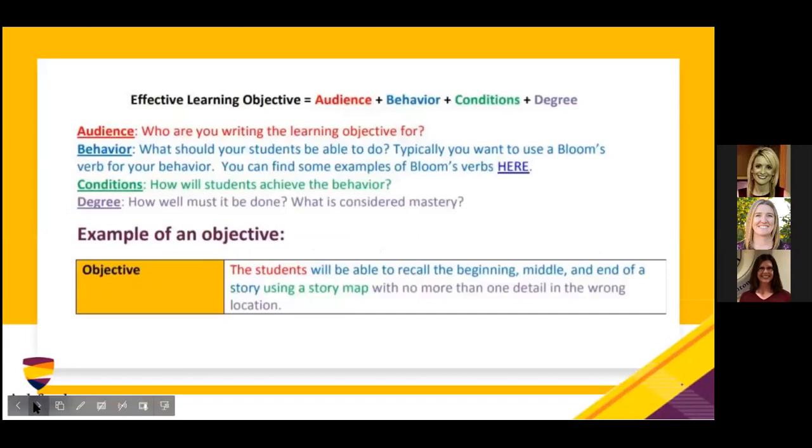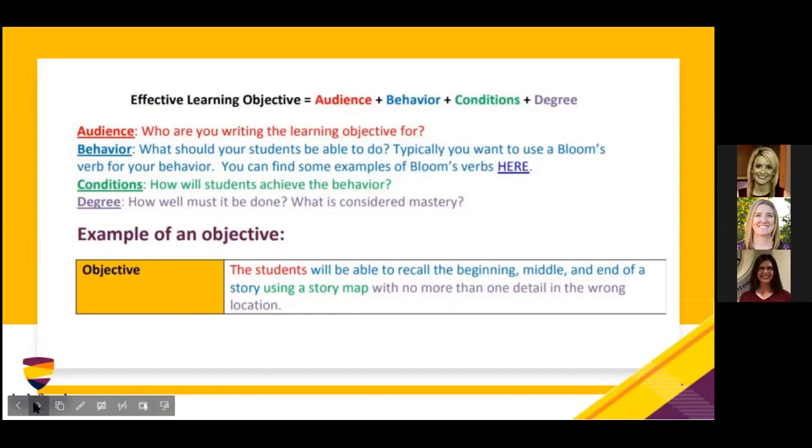It's called the ABCD method. The A is audience, so who are you writing the objective for? B is behavior, what should your students be able to do? C is conditions, how will the student achieve the behavior? And D is degree, how well must it be done?